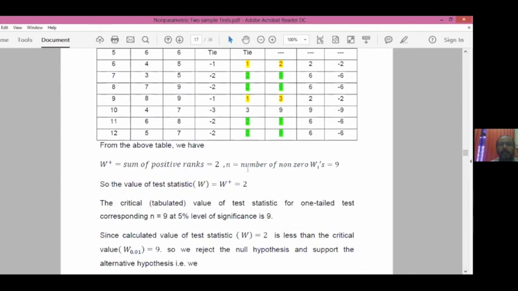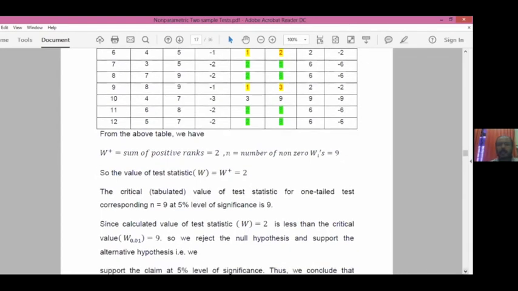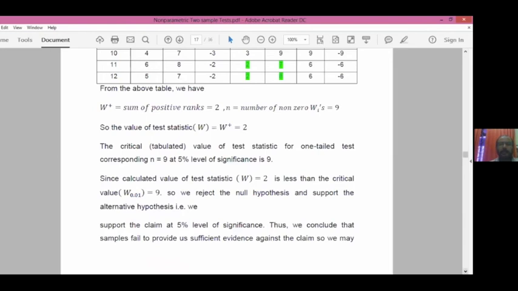The sum of positive rank, the number of non-zero ranks, now becomes 9, because there are 3 values that are the same. Therefore our observations reduced from 12 to 9. So the value of test statistic W plus is 2. The critical value, the table value of the test statistic for a one tail test corresponding to n equal to 9 at 5% significance, is 9. Since the calculated value of the test statistic is less than the critical value 9, we reject the null hypothesis and support the alternative hypothesis. Like that we perform this test.